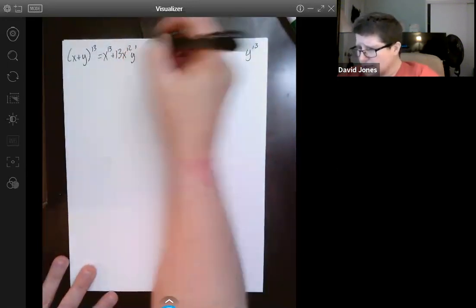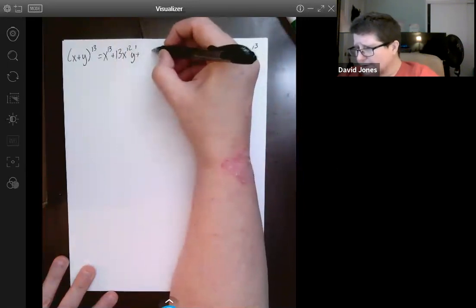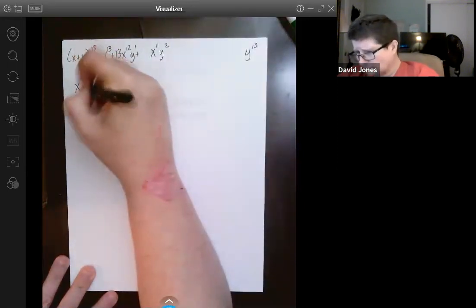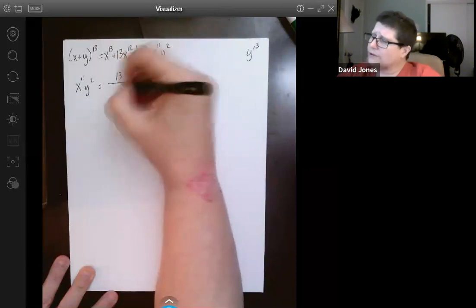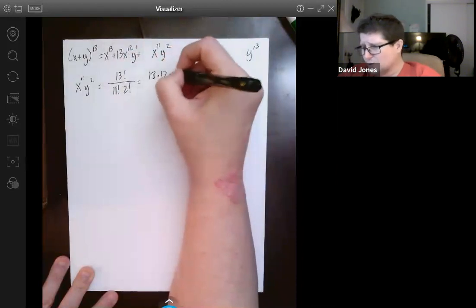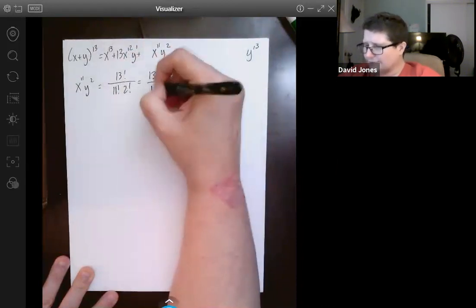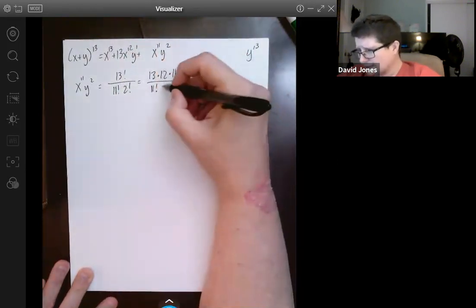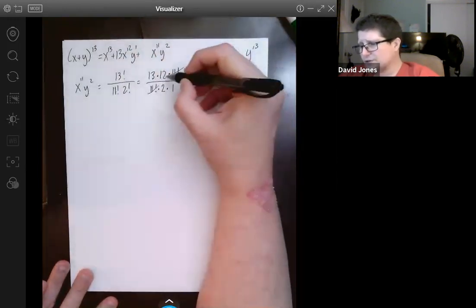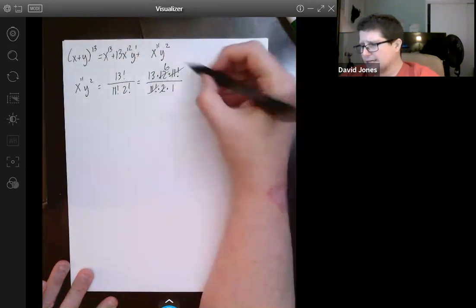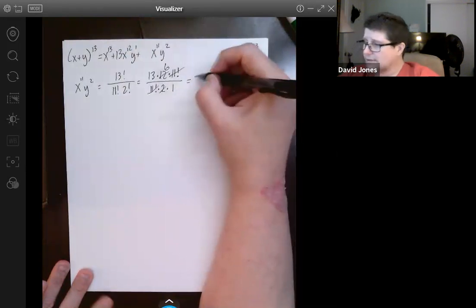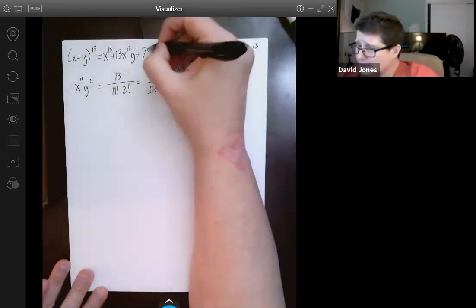So if I want to do this one right here, what's my coefficient got to be for x to the 11th, y to the 2nd? I've got 13 factorial over 11 factorial, 2 factorial, which is 13 times 12 times 11 factorial over 11 factorial times 2 times 1. 11 factorials cancel. 12 divided by 2 is 6. And 13 times 6 is, 6 times 3 is 18, 78. So that should be a 78.